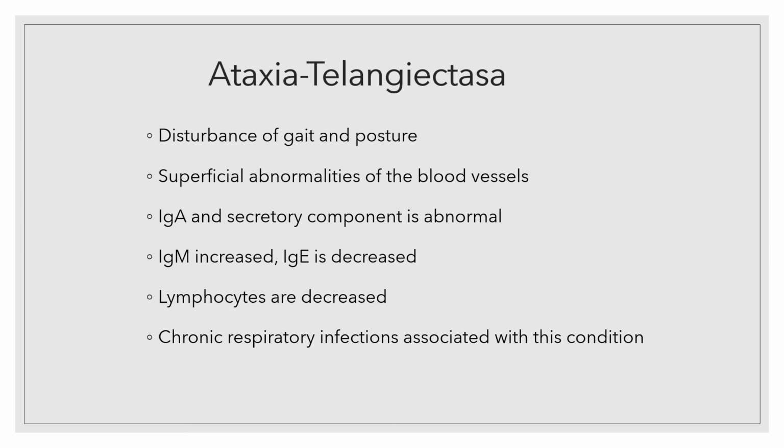Ataxia-telangiectasia is a neurodegenerative inherited disease. Ataxia means loss of muscle coordination, and telangiectasia means dilation of the small blood vessels. This is essentially a disturbance of gait and posture. So in other words, they have a hard time walking and keeping their balance. They have superficial abnormalities of the blood vessels. Their IgA and secretory IgA are abnormal, and so that makes them at higher risk for respiratory issues.